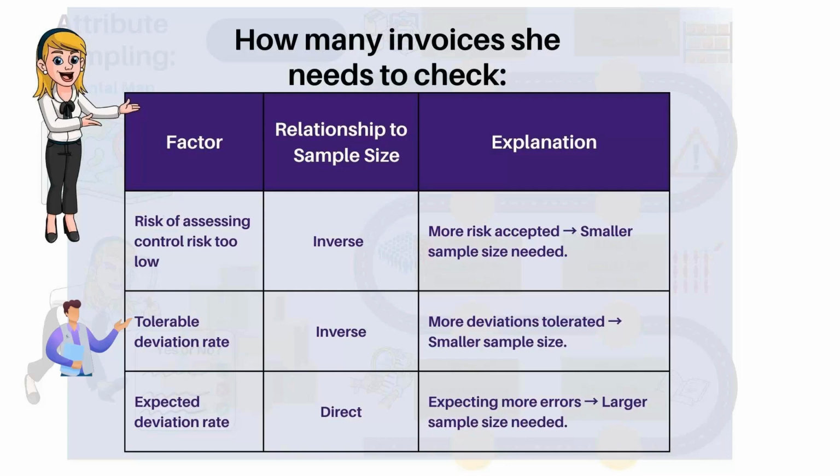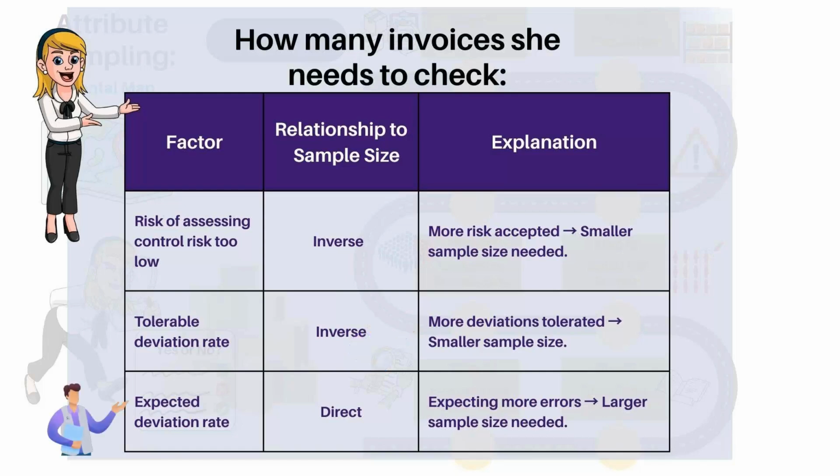The next factor is the tolerable deviation rate. You could think of this as the tolerable error rate. How much error is she willing to accept? This will also have an inverse relationship with sample size. More tolerance will lead to a smaller sample and less work. More deviations tolerated lead to a smaller sample size. Why? Because if she's okay with more mistakes, she doesn't need to check as many invoices.